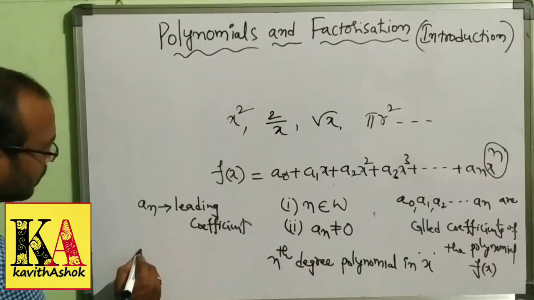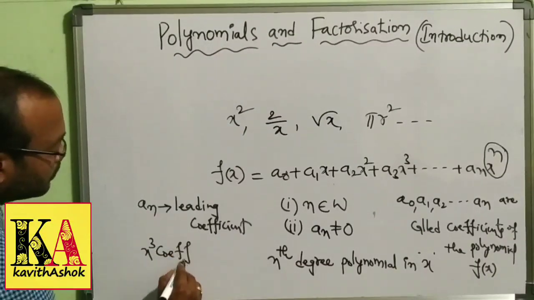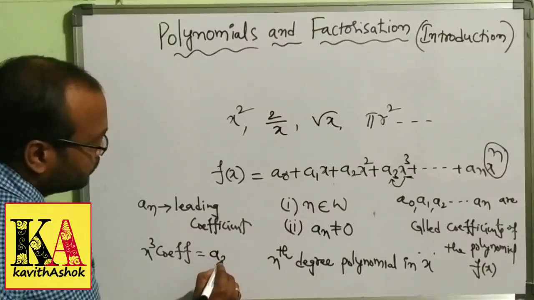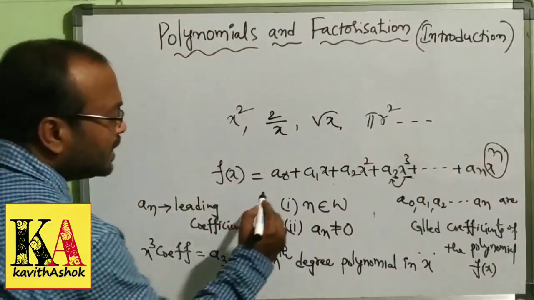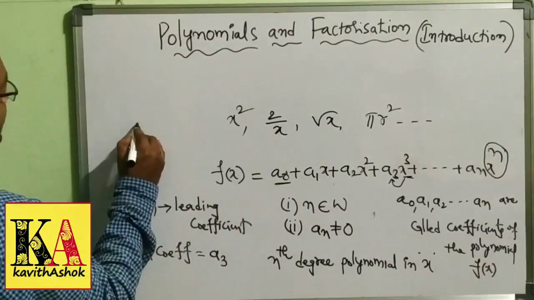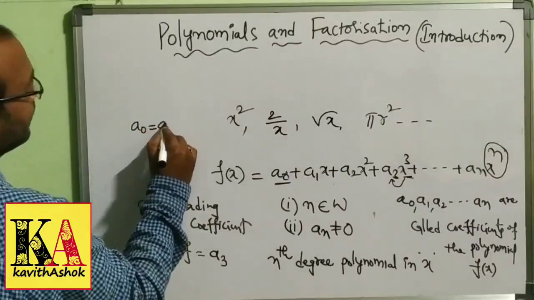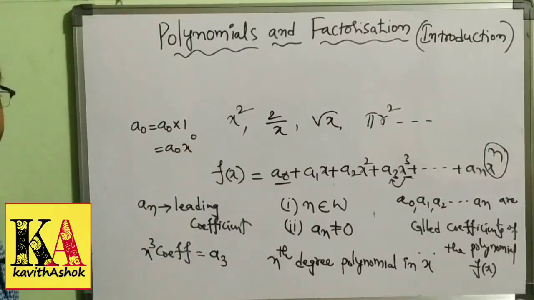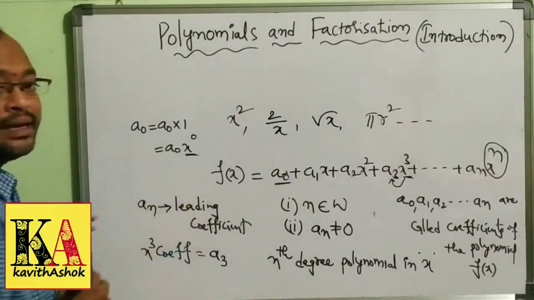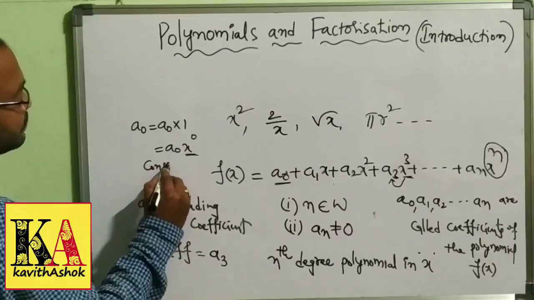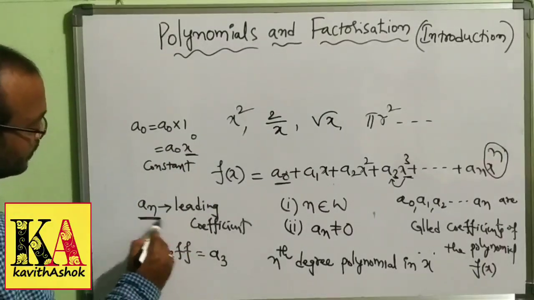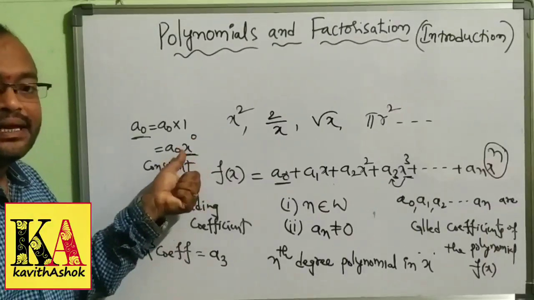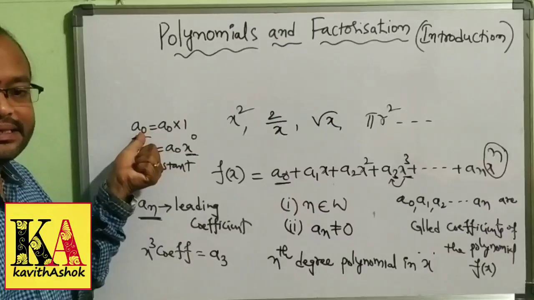Right. Now, what is the x cube coefficient here? This is x cube, the coefficient is a3. So like this we can verify. Okay. What about this one? a0. A0 can be written as a0 into 1, because that is a constant, and 1 can be written as x power 0. The coefficient of x power 0 is here a0. This is called the constant. This is the leading coefficient and this is the constant. A 0 degree polynomial in x is called a constant.